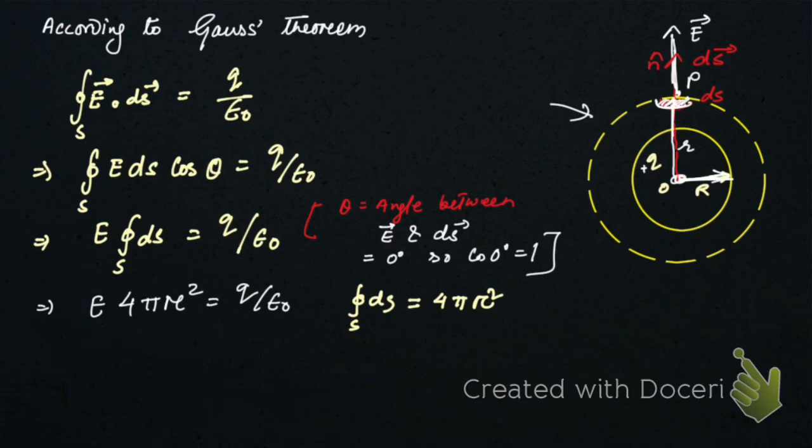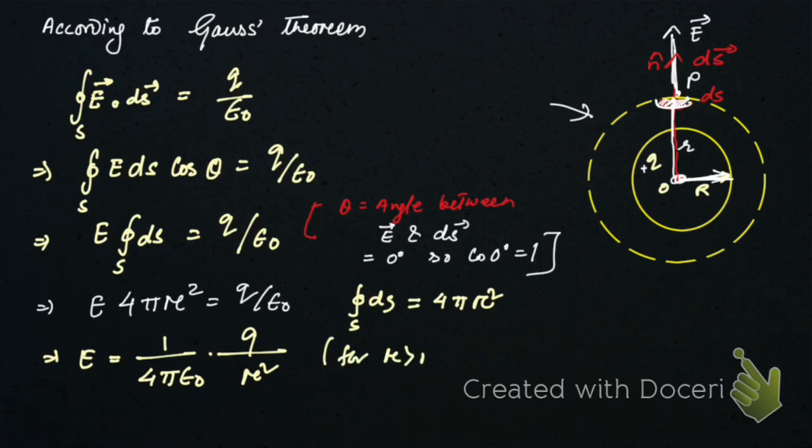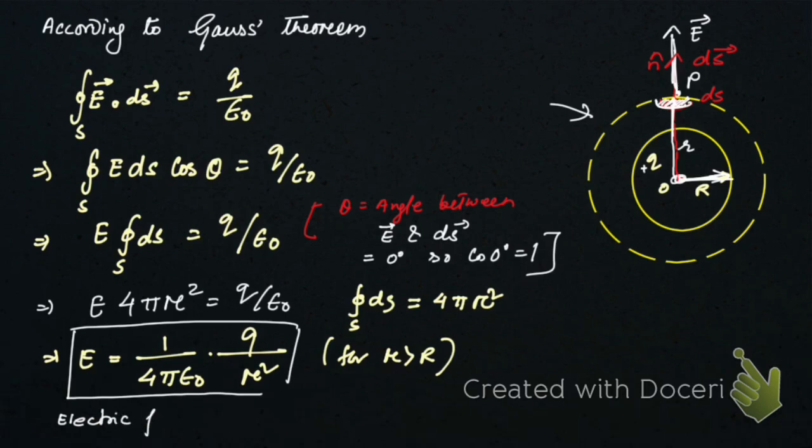Now from here, the electric field E will be equal to 1 by 4 pi epsilon naught into q by r square. That's what you can write, for small r greater than capital R. So this is the surface area, this is the electric field at P due to the solid sphere.